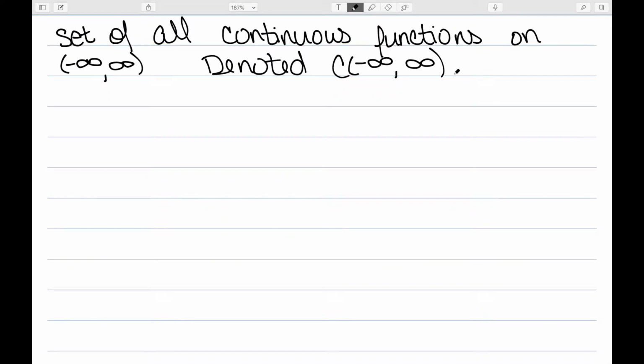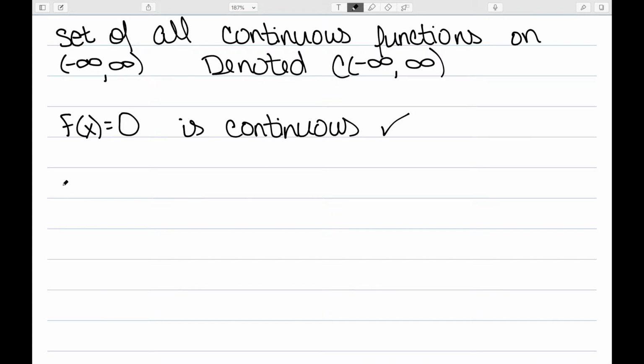My next example, the set of all continuous functions on the interval minus infinity to infinity. This is denoted by C(-∞, ∞). And this one would be a subspace of my function space. In order to show this, my 0 function is my 0 vector, and we know this is a continuous function, since it is just a line and lines are continuous. So that's the first thing.